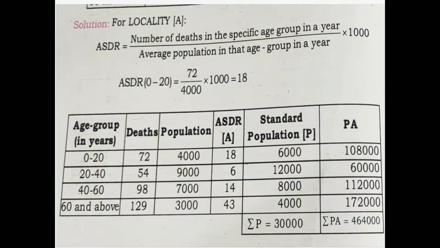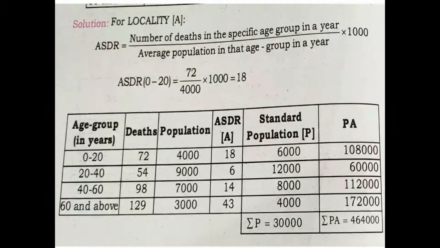So for locality A, we shall calculate ASDR, which is equal to the number of deaths in the specific age group in a year divided by the average population in the age group in the year, into 1000. ASDR from 0 to 20 is equal to 72 divided by 4000 into 1000, which is equal to 18. Similarly, calculate the age specific death rate for 20 to 40, 40 to 60 and 60 and above.